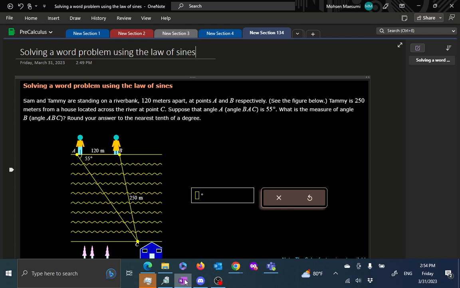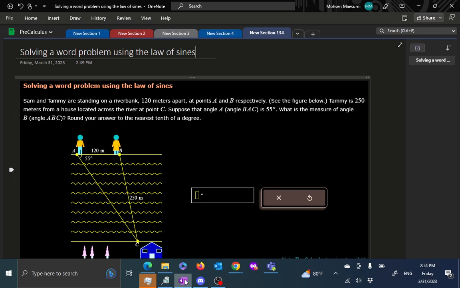Hi, welcome to our pre-calculus. The topic today is solving a word problem using the law of sines. So here we see a story is given about Sam and Tammy who are standing on a riverbank. They are 120 meters apart at points A and B in the picture. Tammy is 250 meters from a house located across the river at point C.